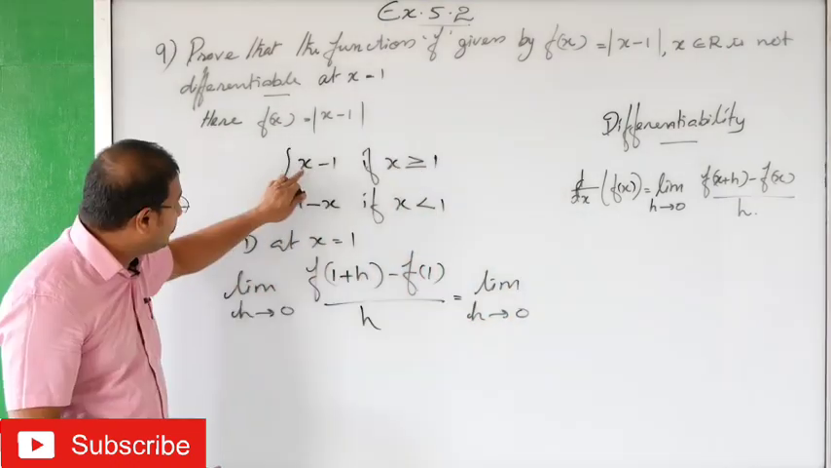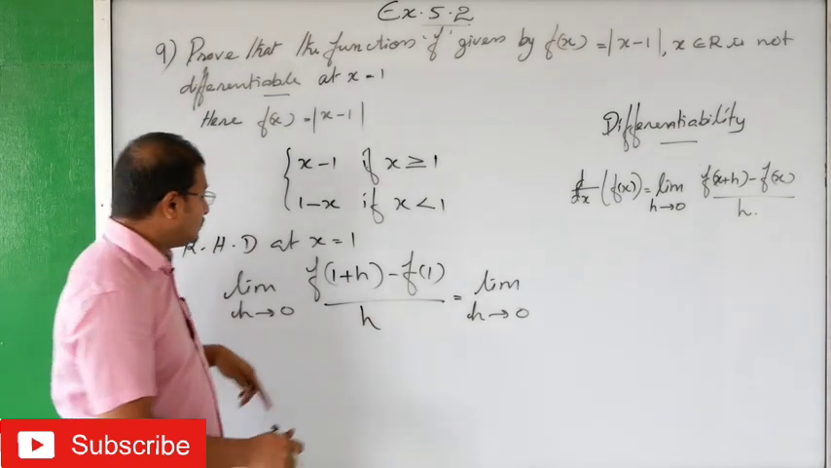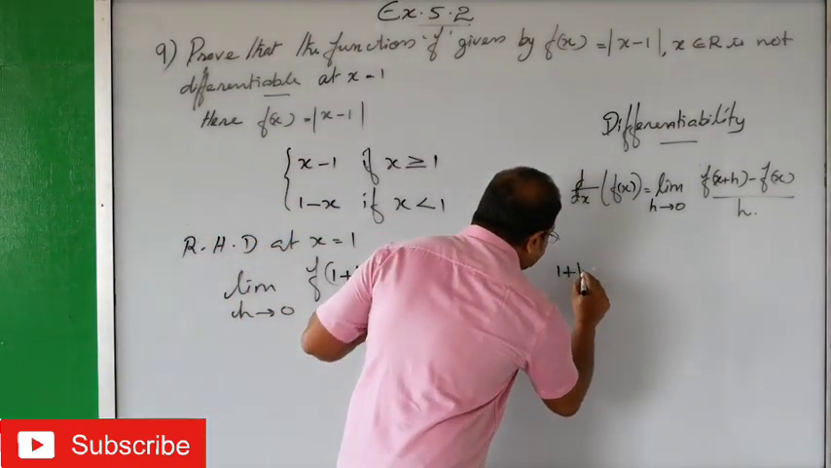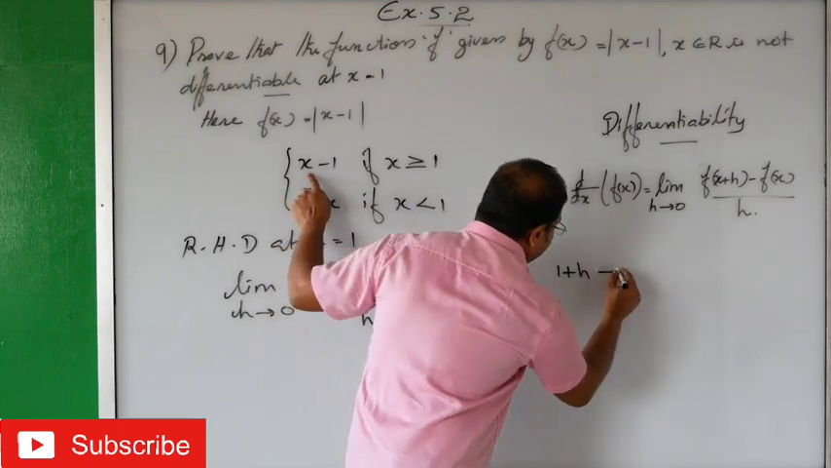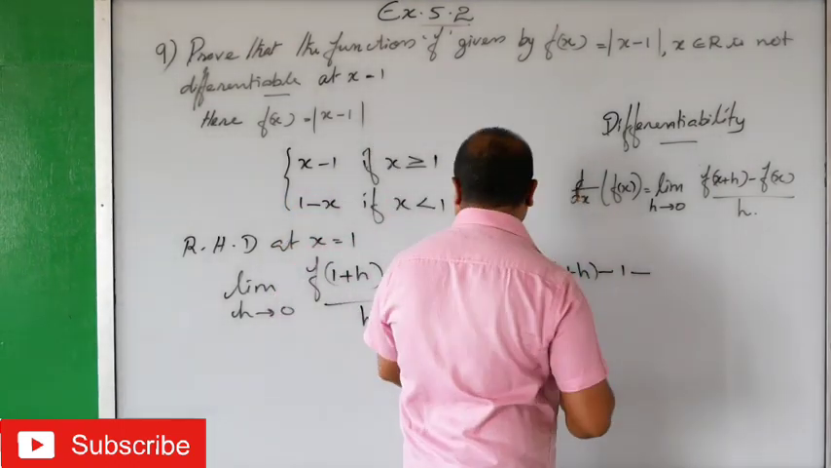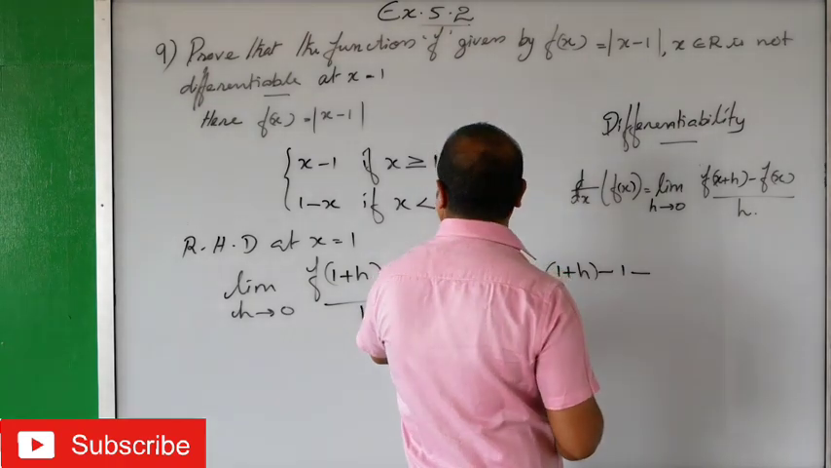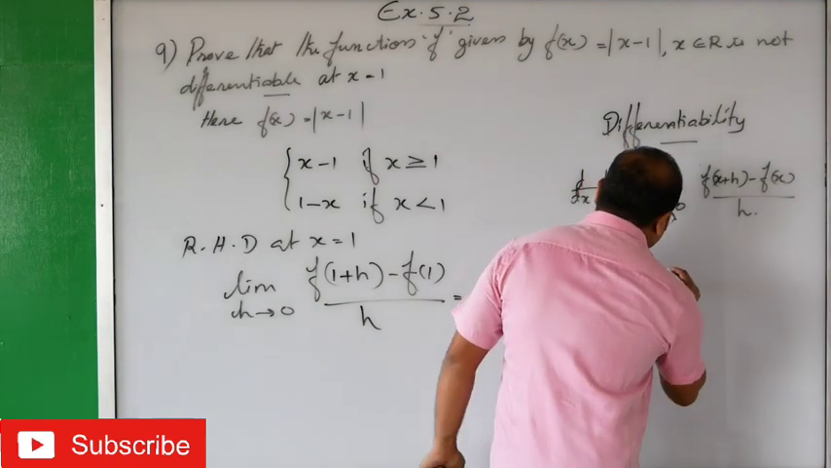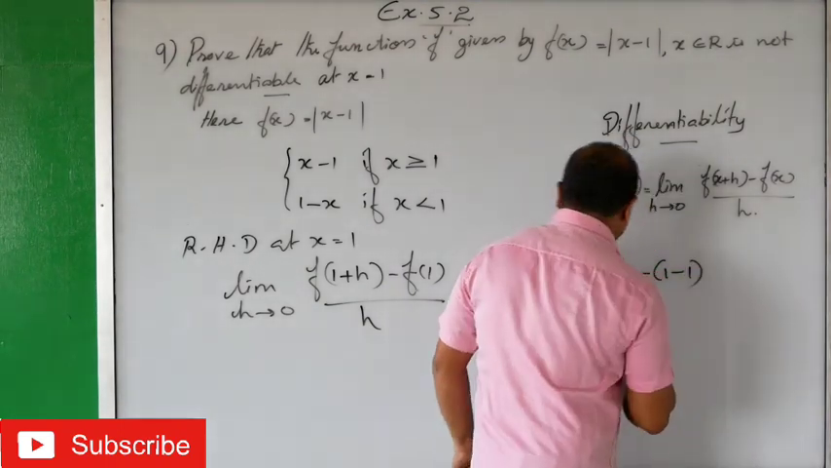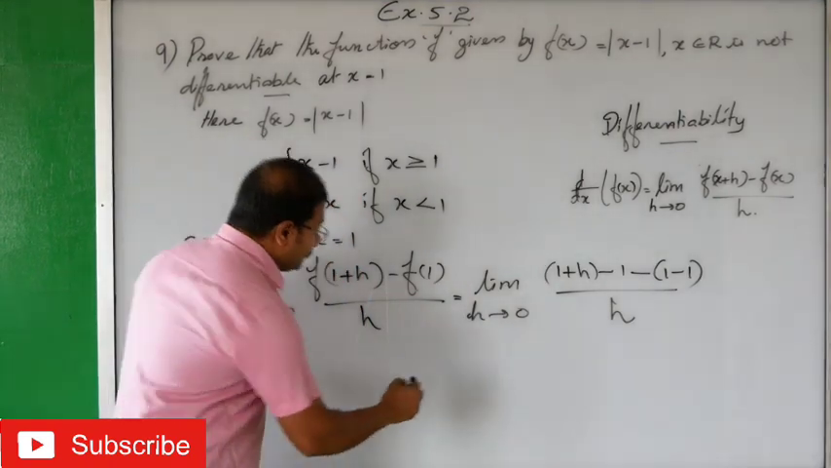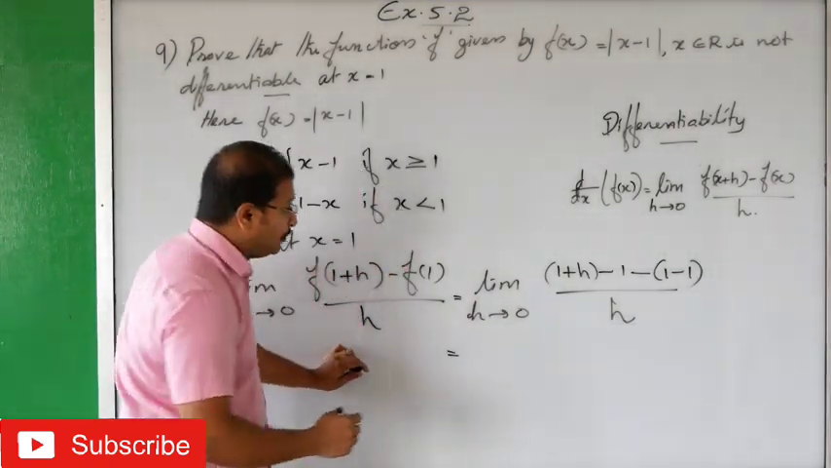Equals limit h tends to 0. Now we know that in place of x we will write 1 plus h. That means what we will do? We will write 1 plus h, that is x, minus 1, minus again f of 1. That means next x will be 1. That means 1 minus 1 divided by h.